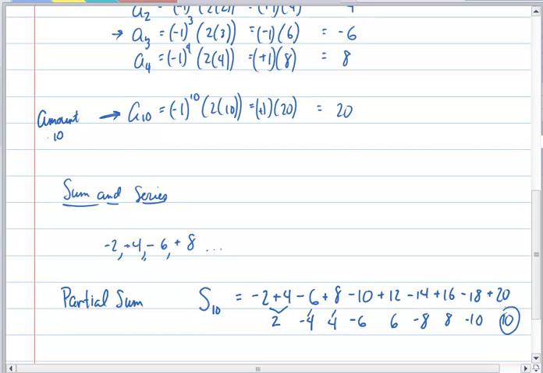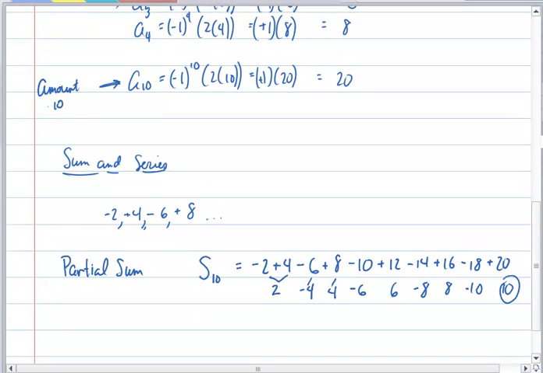So that's how you would proceed through a partial sum. They could ask you a variety of different partial sums. If they ask you the partial sum of 8 terms, or 3 terms, it's basically just adding up that number of terms.